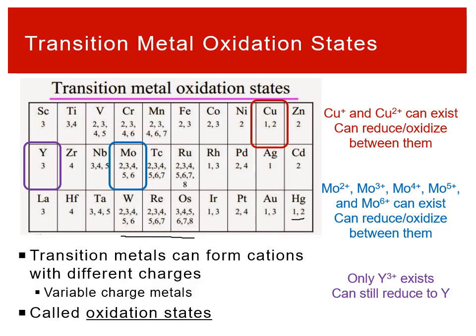So when we're looking at whether I can do redox chemistry for a titration, if you're dealing with a transition metal, you can always change what sort of cation is present in solution.